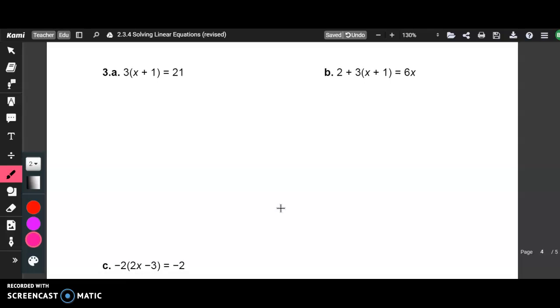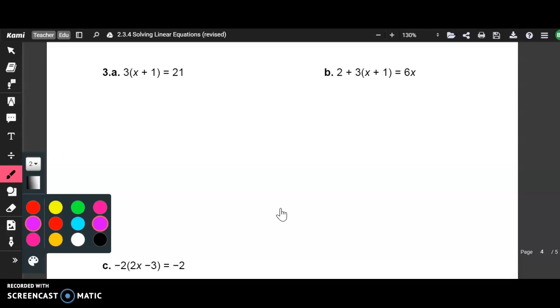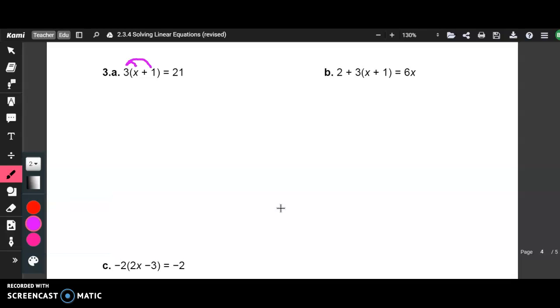Then look at 3a. We have 3 times x plus 1 equals 21. When I have a number on the outside of the parentheses, what does that tell me to do? Well, it tells me to distribute. So I'm going to distribute, I'm going to multiply 3 times x and 3 times 1. So 3 times x is going to be 3x. 3 times 1 is going to be 3. So now I have an equation that I can solve. 3x plus 3 equals 21.